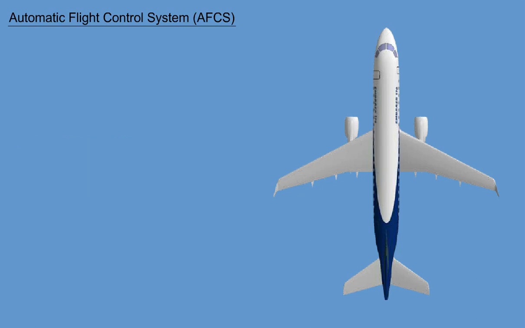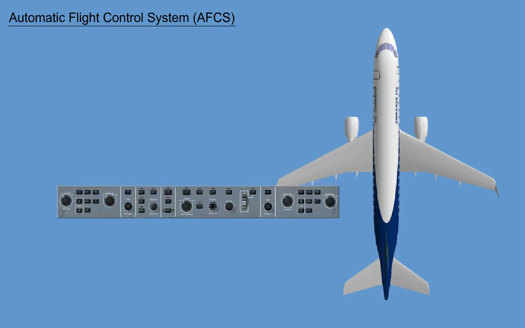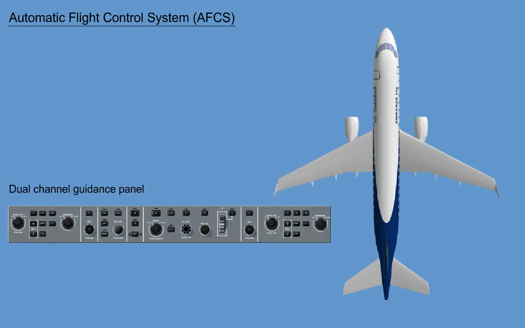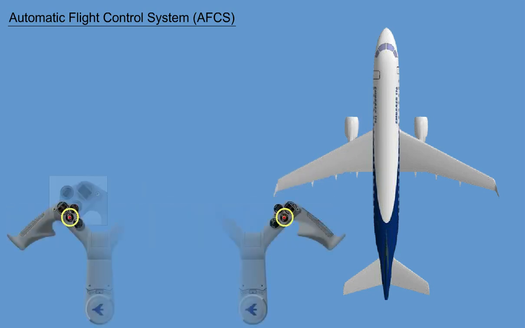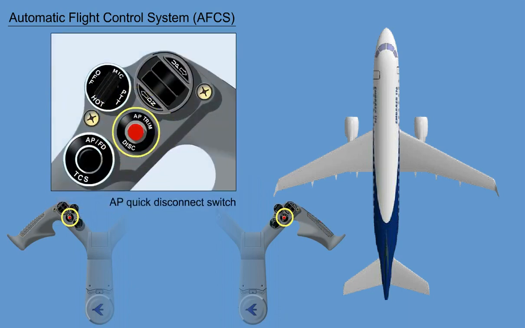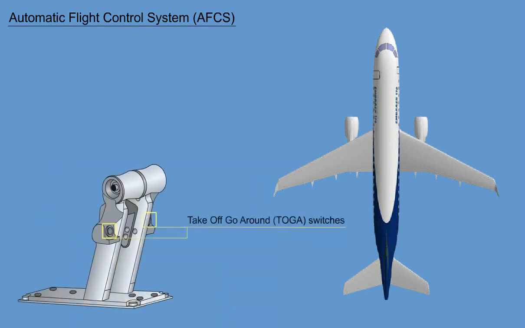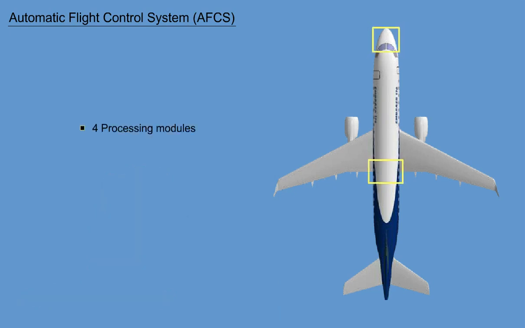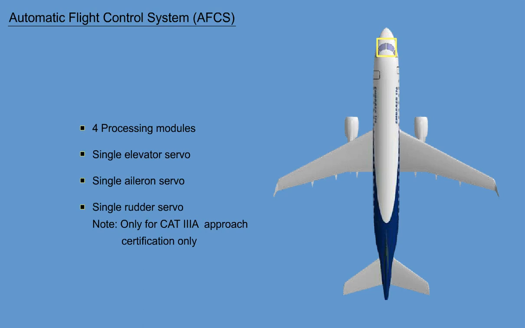The AFCS system has the following components: Dual-channel guidance panel, 2 autopilot quick disconnect switches, 2 TCS switches, 2 TOGA switches, 4 processing modules, single elevator servo, single aileron servo, and a single rudder servo.